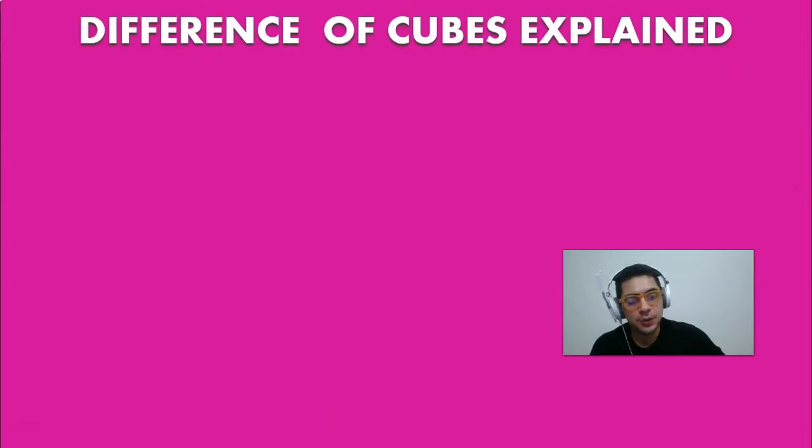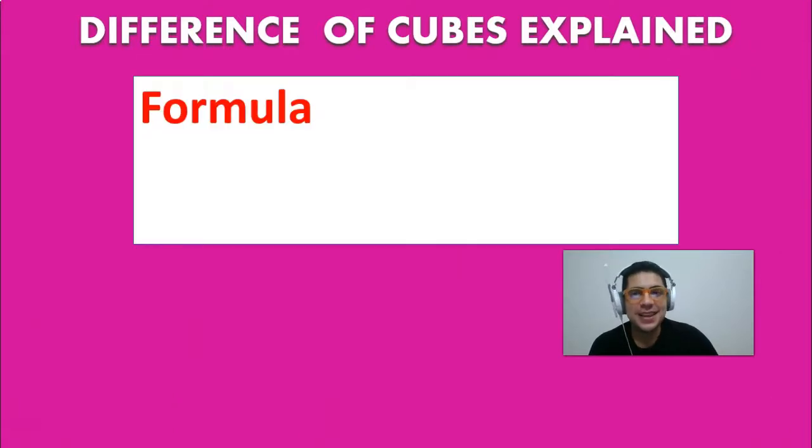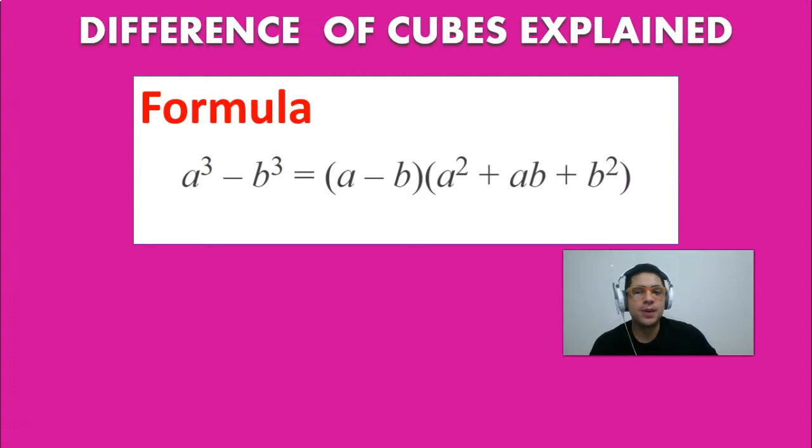So guys, the first thing we're going to be taking a look at whenever we are understanding the difference of cubes is actually the formula. So the formula is a to the power of 3 minus b to the power of 3 is equal to a minus b times a to the power of 2 plus ab plus b squared.